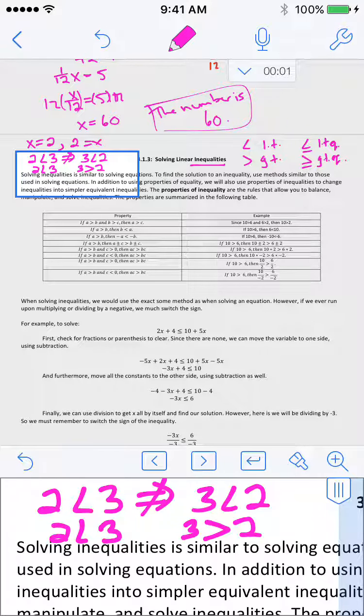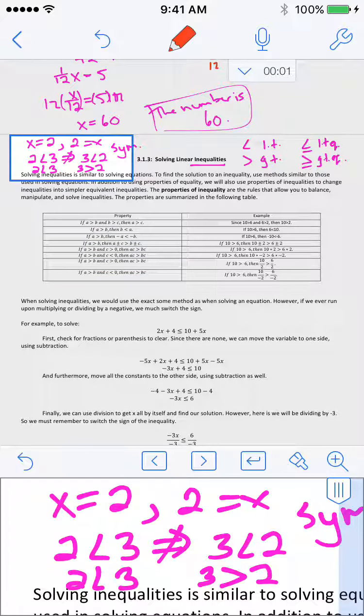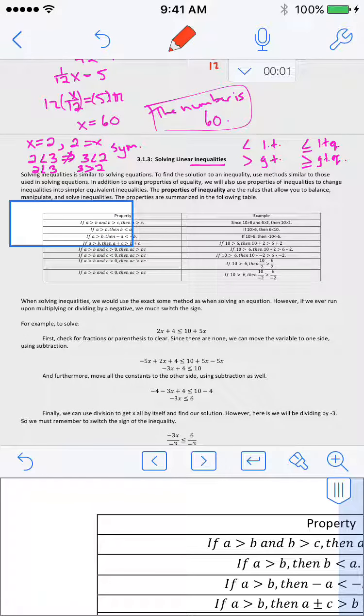Now from that property, it changes one of our solving rules as well. When you multiply or divide by a negative number, it has an effect on that sign. It also switches it around. And it's not just because you want to avoid this situation, it actually changes it. It comes from the fact that a negative times a negative is a positive, and because the sign changes, the inequality sign will change as well.